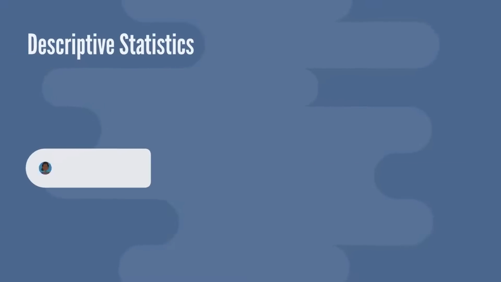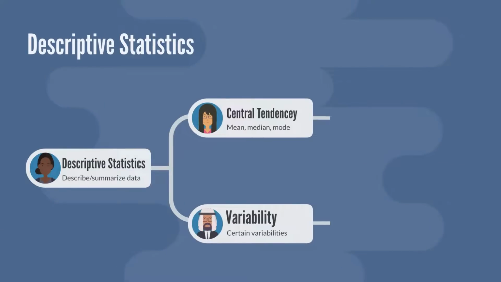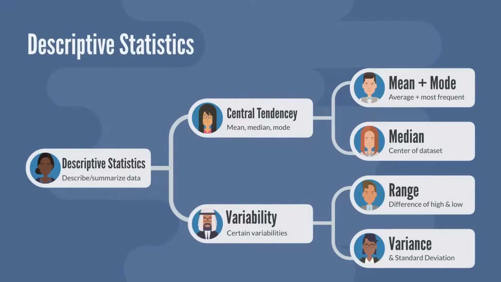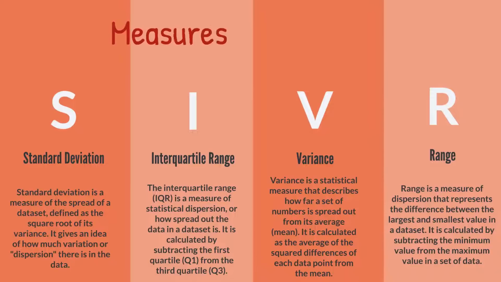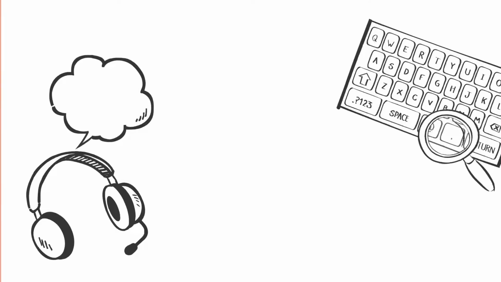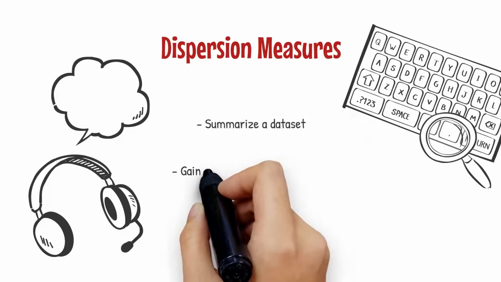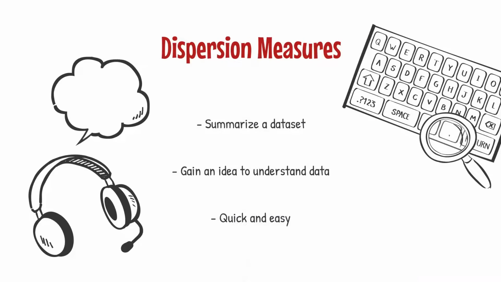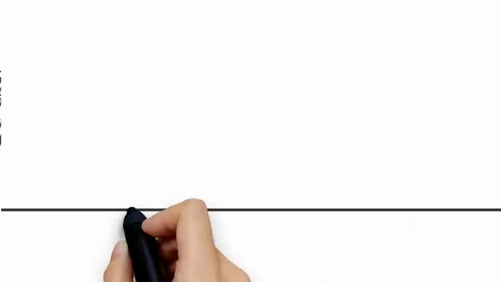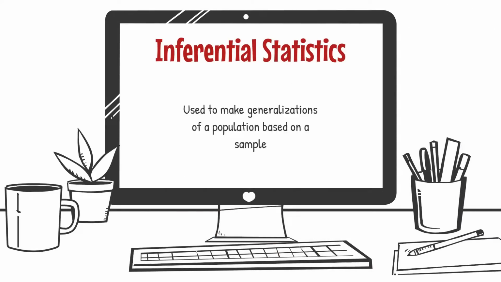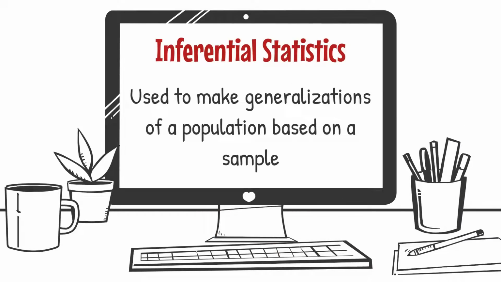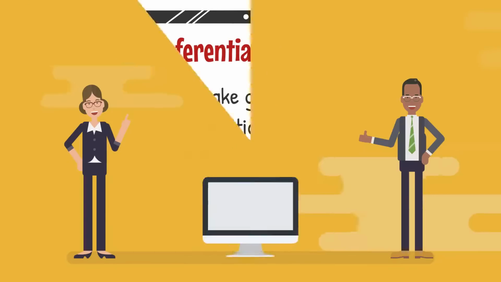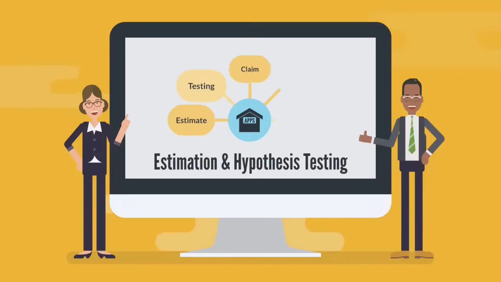One of the most important concepts in statistics is descriptive statistics. This includes measures of central tendency, such as mean, median, and mode, and measures of dispersion, such as variance and standard deviation. These measures provide a quick and easy way to summarize a dataset and gain an understanding of its overall pattern. Inferential statistics is used to make generalizations about a population based on a sample. It includes estimation and hypothesis testing.